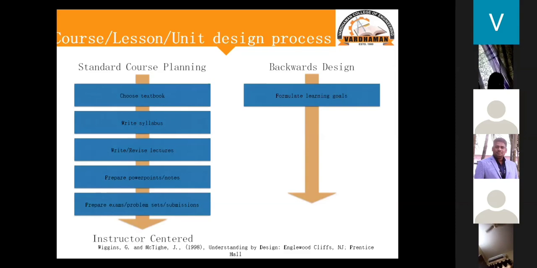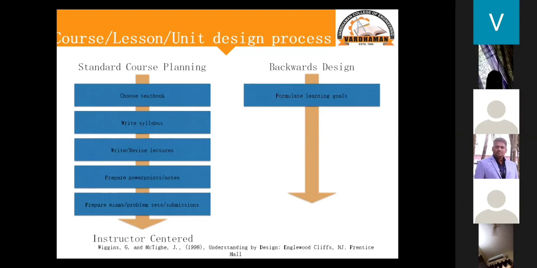formulating the learning goals. As I mentioned, if I am asked to design or develop a course on computer architecture, before choosing the textbook, I am first required to formulate the learning goals: what my student is supposed to learn by the end of my course. So we are required to write 4 to 5 learning outcomes for the particular course.